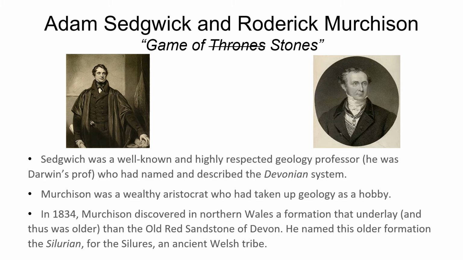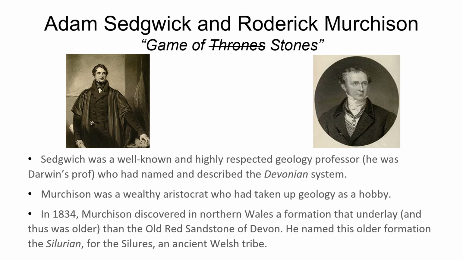Murchison was a friend of Sedgwick's, but wasn't a formal geologist by training. He was a very wealthy aristocrat who spent a lot of his days fox hunting, and then when he and Sedgwick started hanging around, Murchison took up geology as a hobby. He was a very intelligent guy, and he learned quite a lot from Sedgwick.